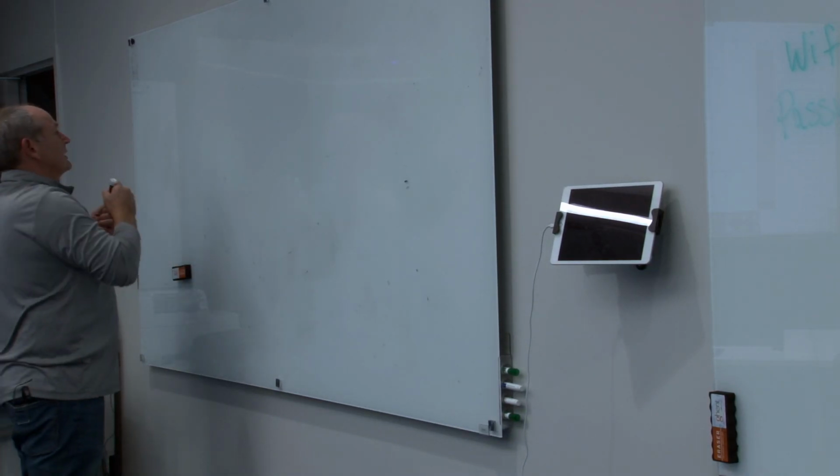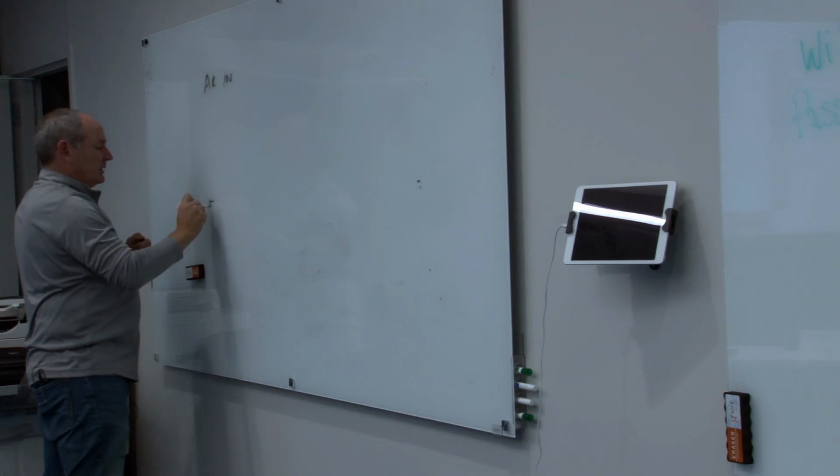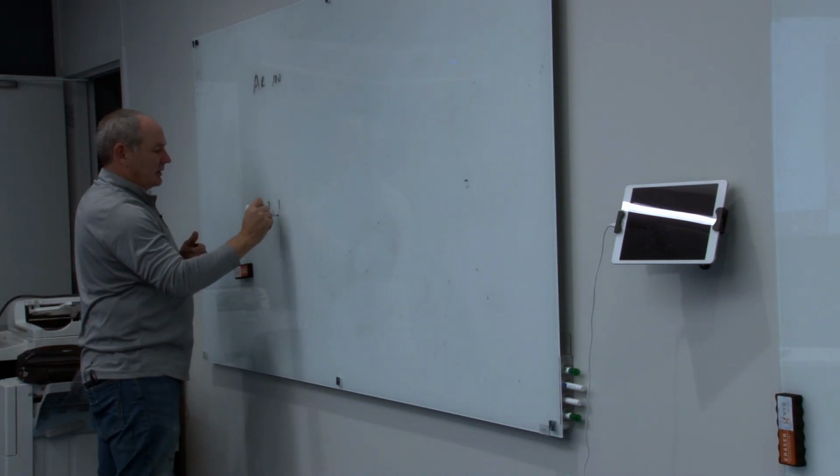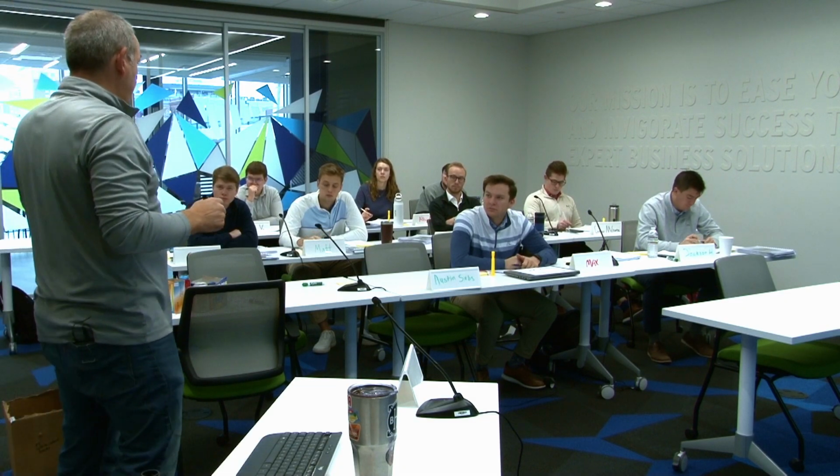I'm gonna do it two ways. I have AR of $100, equity of $100, okay? And this is on cash method. Since we're on cash method, how much have we paid in tax? 0, because we haven't collected the cash.